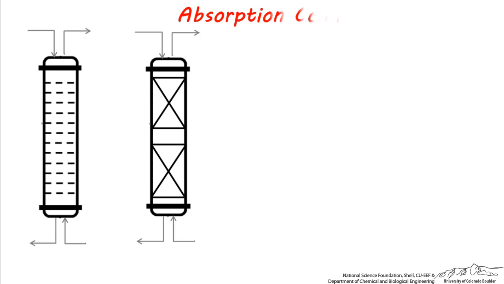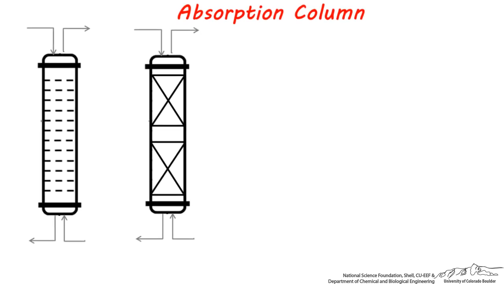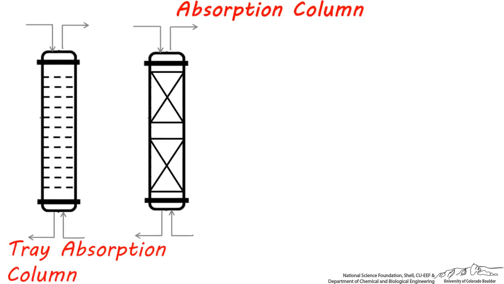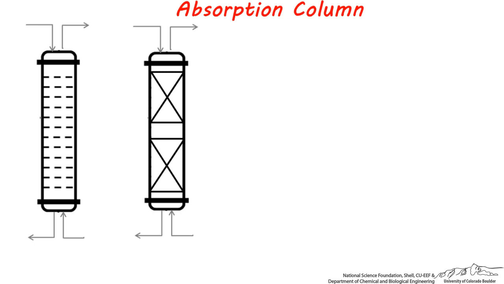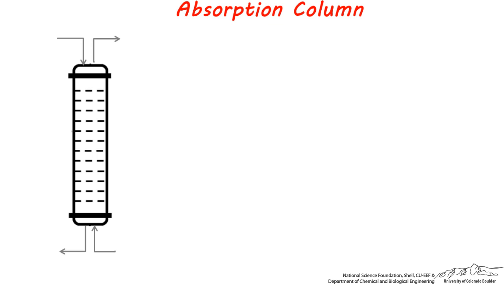Let's next look at absorption separators. These are representations of tray and packed absorption towers. Notice these are slightly different from distillation columns in that they have two streams coming in and going out of the tower. So we can better understand these process units, I'm going to remove the internals from this tray column for clarity.